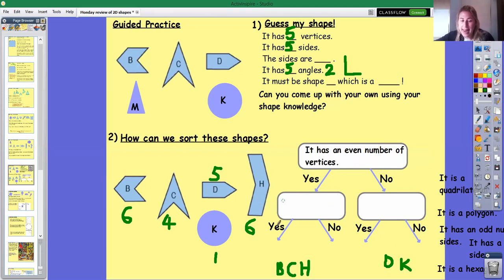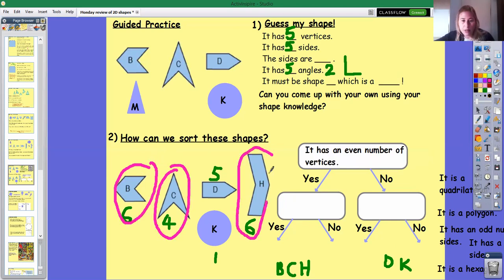So I know I've got B, C and H on this side. I might think about what's the difference now between B, C, and H. So I might take a pencil and circle B and C and H, just so I can look really closely at what's the same and what's different about them. I can see that B and H have got 6 sides, 6 vertices, so they're hexagons, and C is a quadrilateral. So I might use a statement like this: it's a quadrilateral for my next one.